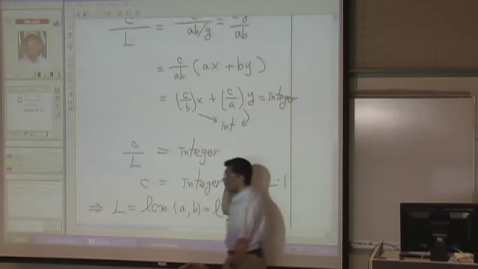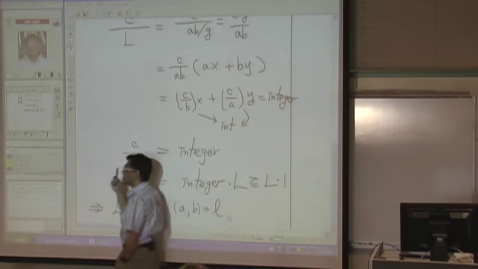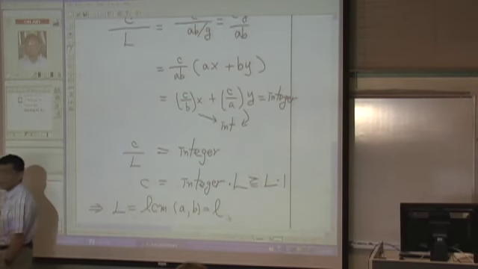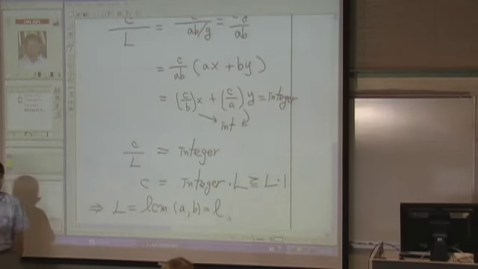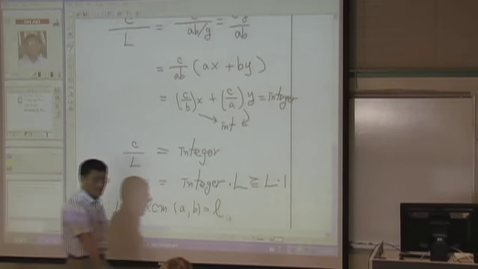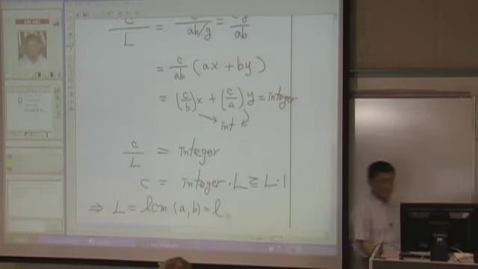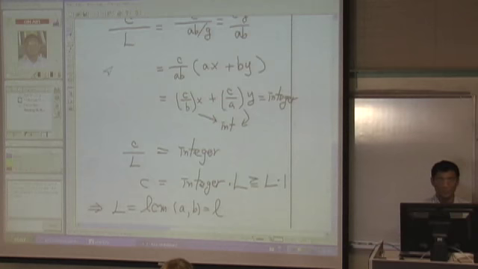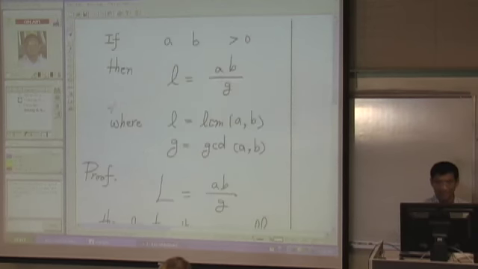Because of this formula, we don't have to spend too much time on LCM. Why? If you need LCM, just take AB divided by GCD. So the proof is here, but the more important thing is this conversion. If you are asked to handle an LCM problem, all you need to do is handle the AB over GCD problem.